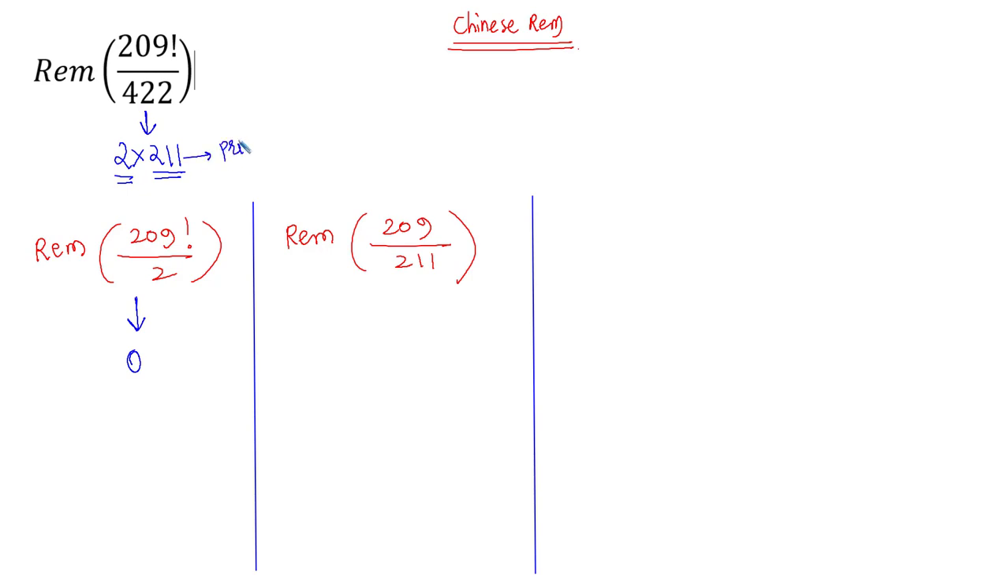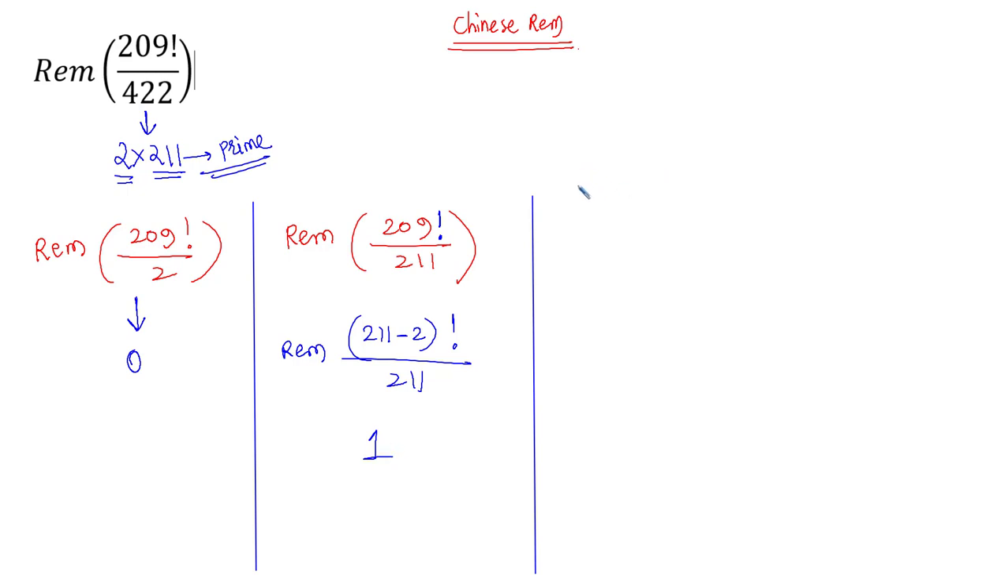Now 211 is a prime number, and we have 209 factorial divided by 211. So 209 factorial is 211 minus 2 factorial divided by 211. The remainder is p minus 2 factorial divided by p, where p is a prime number. The remainder is 1, by using Wilson's theorem.